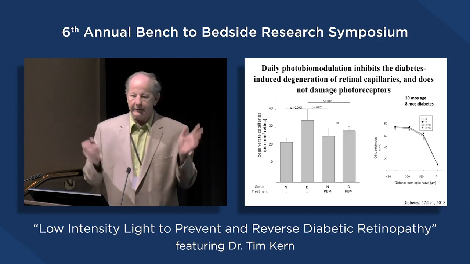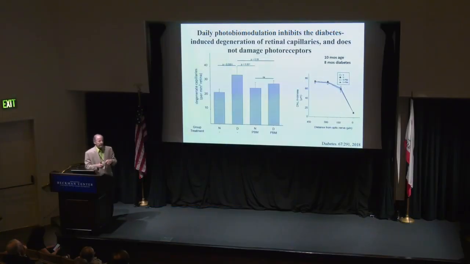Going straight to the punchline of the whole thing, this is a quantitation of the capillary degeneration that I showed you from the prior picture. In non-diabetic animals with no treatment, there are a small number of degenerate capillaries. Everybody in this room has them. In diabetes, at 8 months duration, there is a significant increase in the number of these degenerate capillaries. But in diabetic animals treated with light for 4 minutes a day, the capillary degeneration is very significantly inhibited.